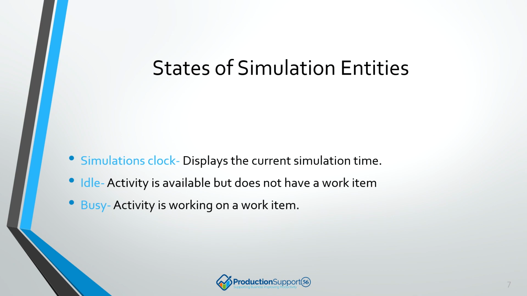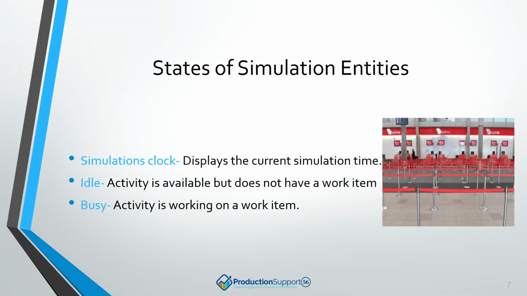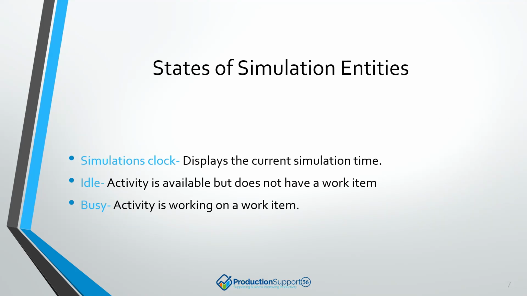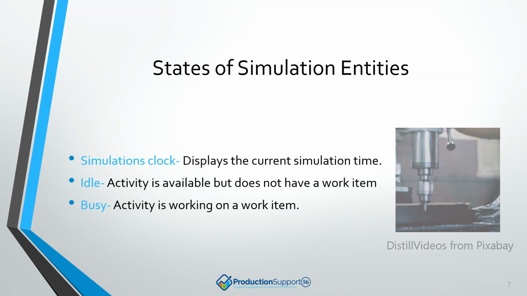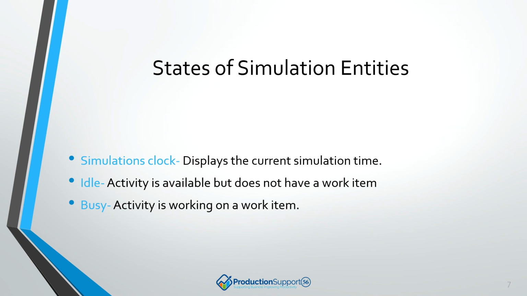In this model, we're only concerned with two states. Idle, this is where an activity is available to work but is waiting for a work item. This could be a worker at a customer service desk waiting for a customer. The other state is busy. This is where an activity is currently working on a work item. This could be a pillar drill drilling a hole in a part. There are other states which are not important to this model, such as blocked, stopped, changeover, and waiting for labour.